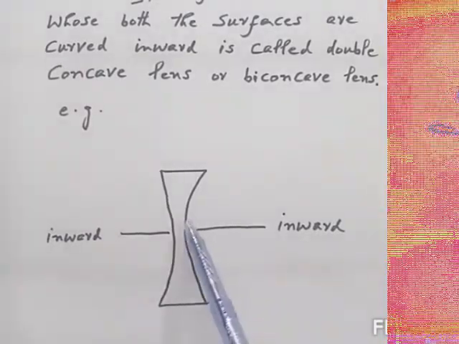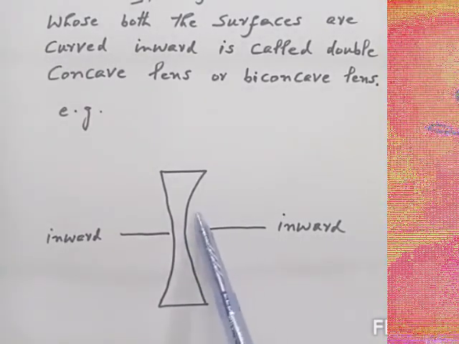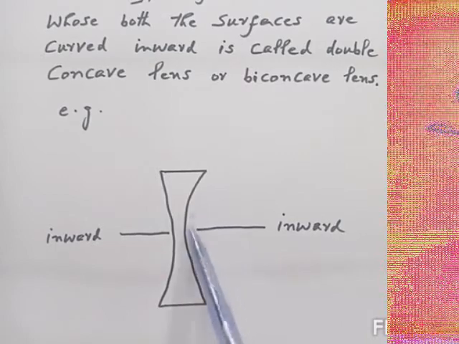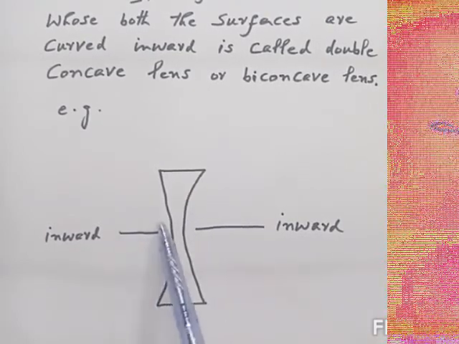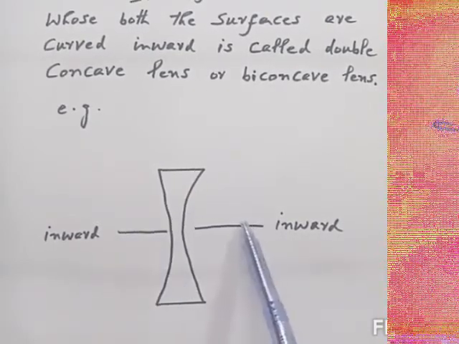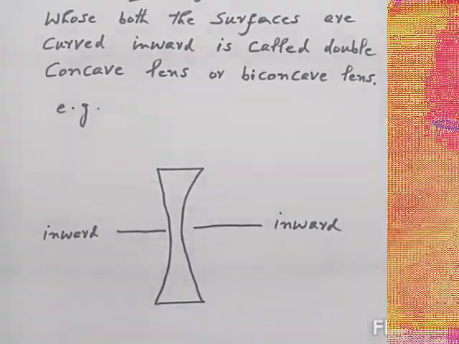This is a biconcave lens or double concave lens. Both the surfaces are curved inward. This surface is inward. Both the surfaces are inward. So it is a biconcave lens.